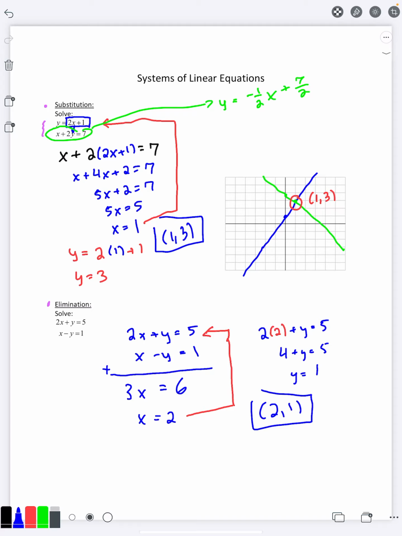So this was just a quick reminder about these two methods and how they work. You can use these same methods if you have 3 equations and 3 variables, or 4 equations and 4 variables. It just makes the problems take longer. But this is what we're doing here.